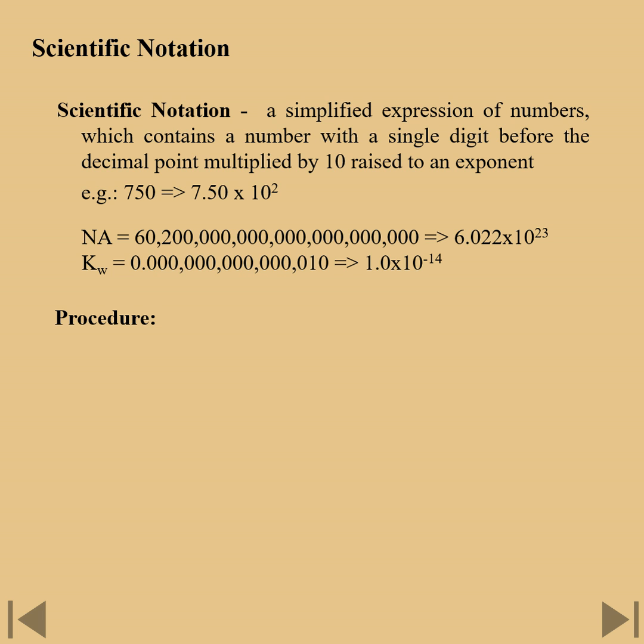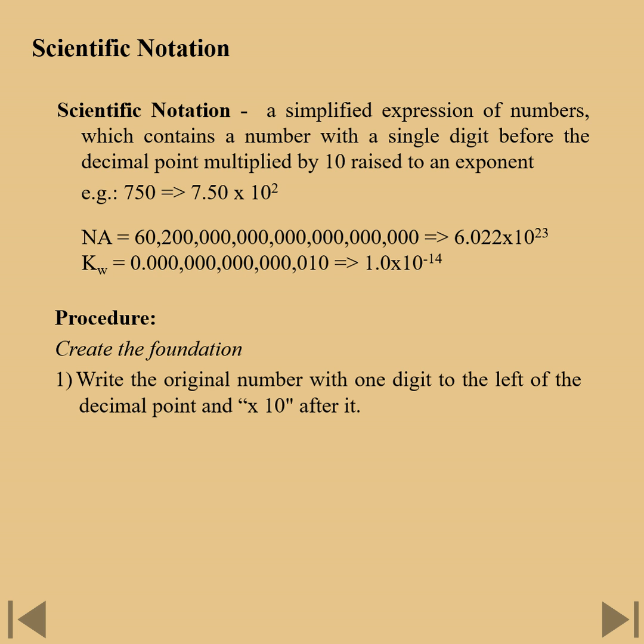Okay, the procedure for writing a number in exponential notation, which is half of scientific notation. The other half is that it needs to have the correct number of significant figures. But first, we create our foundation where we take our first non-zero digit, followed by the decimal point, then any other digits that belong, all times 10. Then we need to determine what the exponent is.